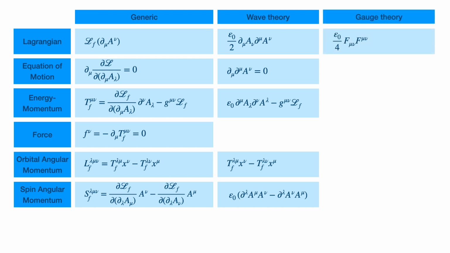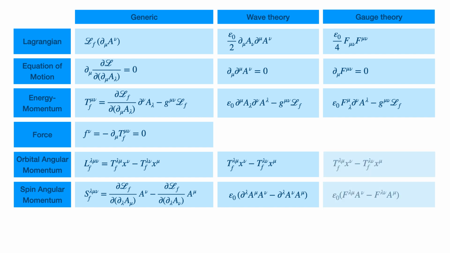For the gauge theory, the field Lagrangian is the square of the force tensor. It leads to the source-free Maxwell equations. For the gauge theory, the Noether theorem gives an energy-momentum tensor that is not gauge invariant. It also is not symmetrical as required by gravitation. Again, we find an orbital and a spin contribution to the angular momentum. The spin contribution is not gauge invariant, and only the sum of orbital and spin angular momentum is conserved.